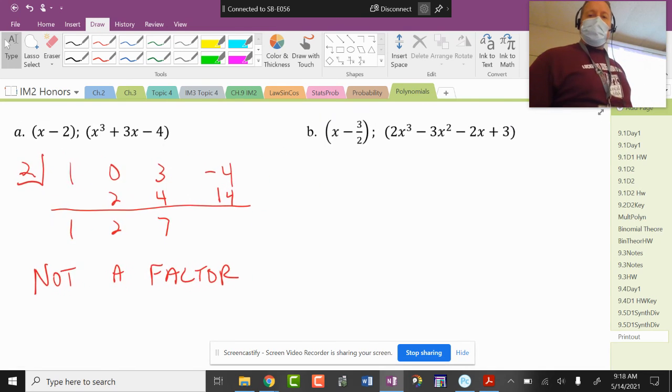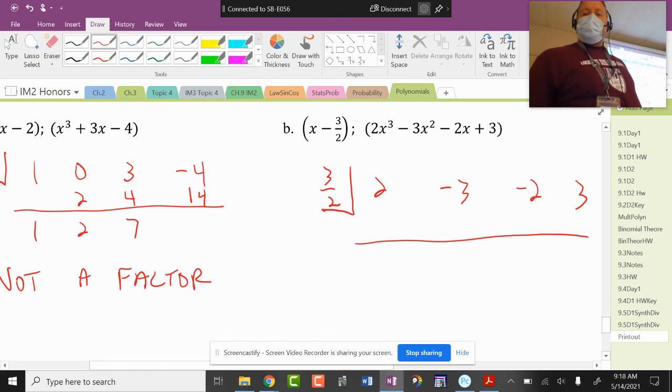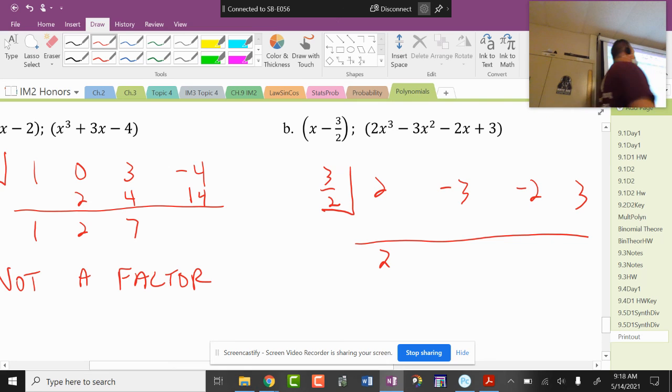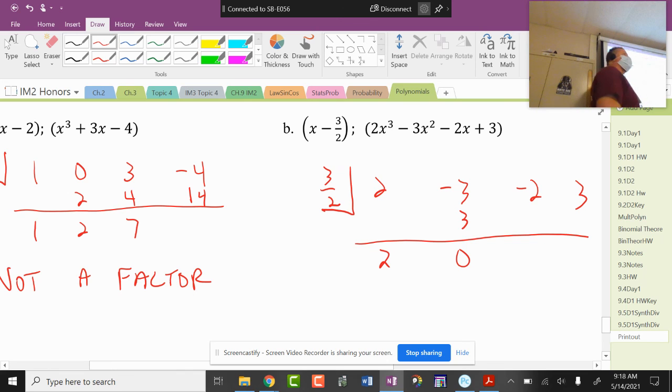Oh, no. Fractions? What a jerk, Mr. Samuelus. By the way, what comes in this here? What goes in there? 3 halves, not negative 3 halves. So get the first step correct. 2, negative 3, negative 2, 3. Zip. Bring down the 2. This does make me sad, people that can't do this. What is simply 2 times 3 halves? 3. The 2's cancel. Makes me sad, the fractions and the lack of ability of basic fraction stuff.